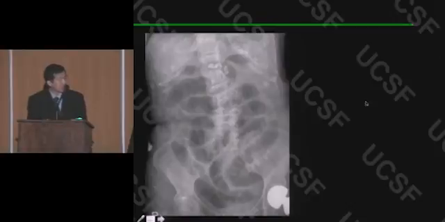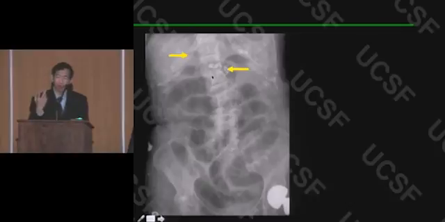Finally, this is another complication that can occur. I'll show you the triad. Can you point out all the features of this triad? Well, we have here gas in the biliary tract, pneumobilia. We also have here stones in the small bowel. It's displaced or ectopic location of gallstones.